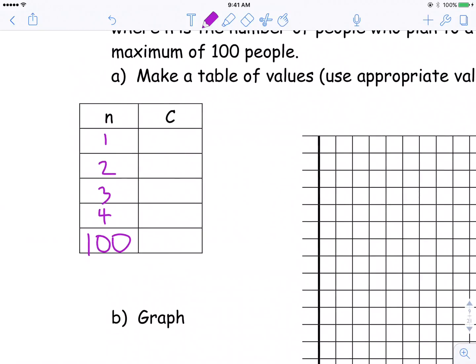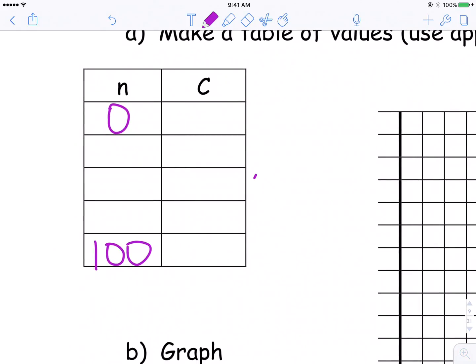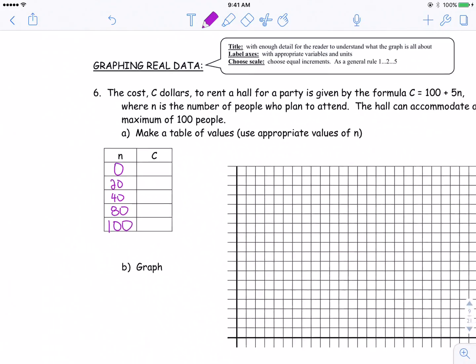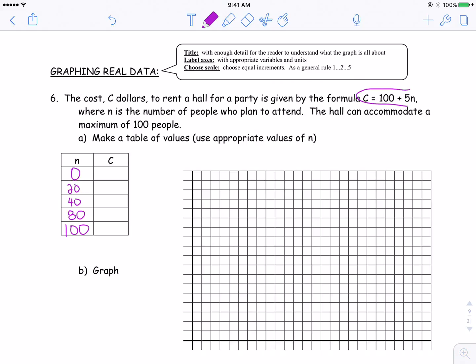Okay? Maybe, well, what happens if I sell no tickets to this party? Maybe we'd want to see what happens at 0. And then we want some values in between. I'm going to choose, let's say, 20, 40. We'll skip 60 and we'll do 80. So 0, 20, 40, 80, 100. And I take that and I substitute that information into this equation.